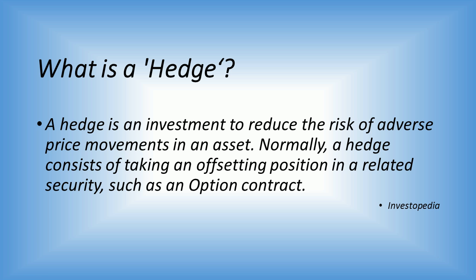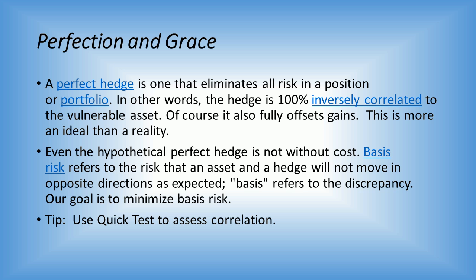A hedge is an investment to reduce the risk of adverse price movements in an asset. Normally, a hedge consists of taking an offsetting position in a related security, such as an option contract. A perfect hedge is one that eliminates all risk in a position or portfolio. In other words, the hedge is 100% inversely correlated to the vulnerable asset. Of course, it also fully offsets gains. This is more an ideal than a reality. Even the hypothetically perfect hedge is not without cost.